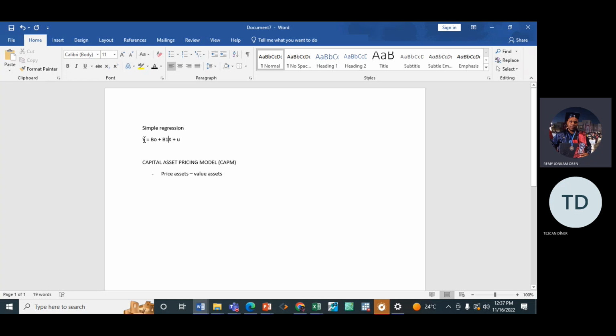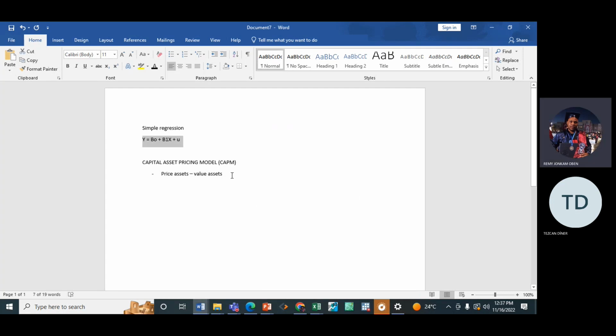Now, I told you this simple regression can be applied in real life, and we saw an application some time ago. We saw optimal hedge ratio, right? How we can use it to calculate the optimal hedge ratio, like trying to hedge your position. So today we are going to see how it can also be applied in the CAPM model. Actually, this CAPM model, like I told you, is an asset pricing model. So it's trying to price assets, like find the value of assets. This CAPM model follows the same logic of simple regression.